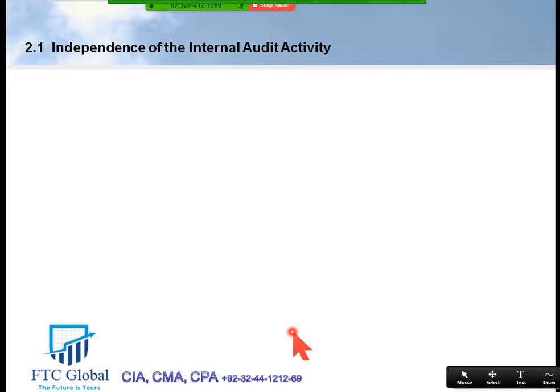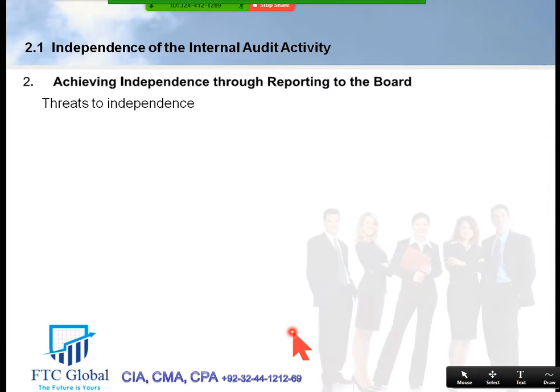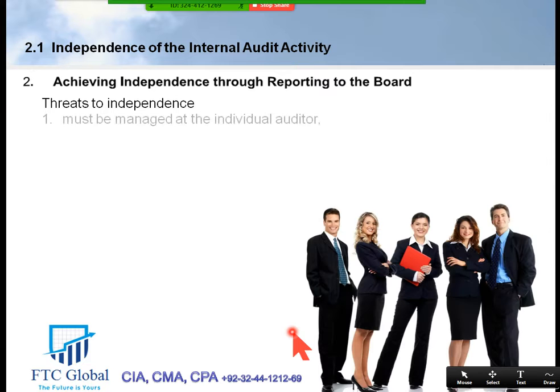First of all, we have to see that as the internal audit department, as internal auditors, we may face certain threats to our independence. Threat to independence means not being independent, or being under the influence of some department or some person that you should not be. Threat to independence can occur at three or four different levels. The first is that the individual auditor himself may not be independent. He is under the effect of the CFO.